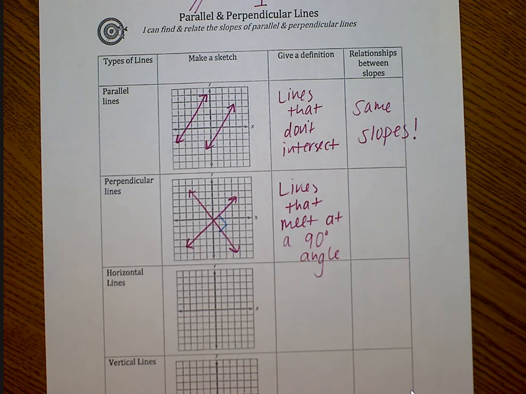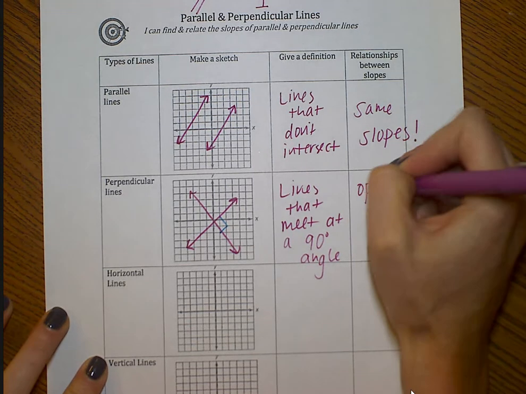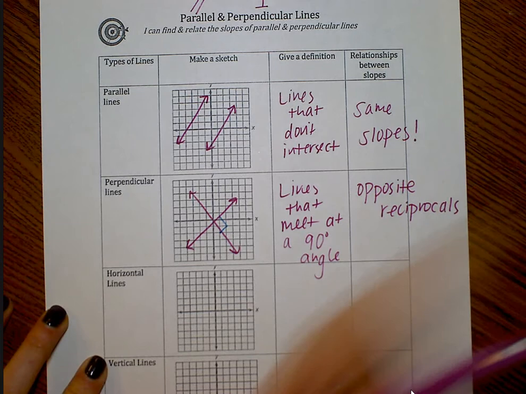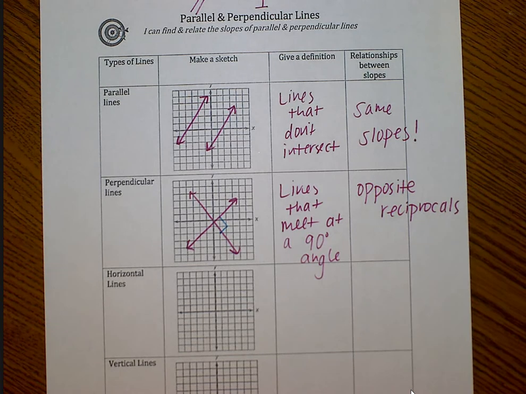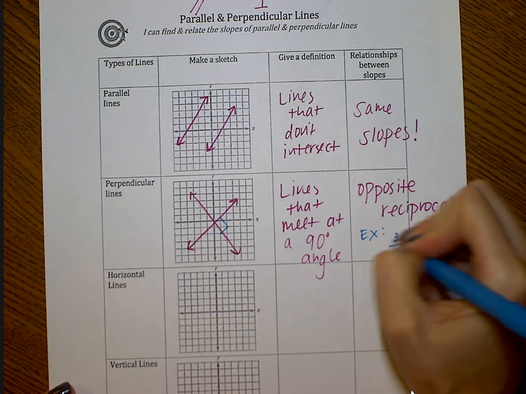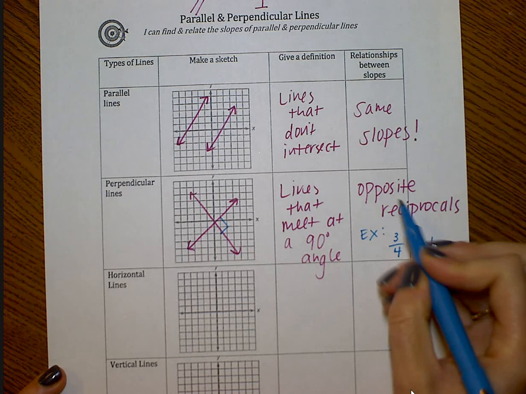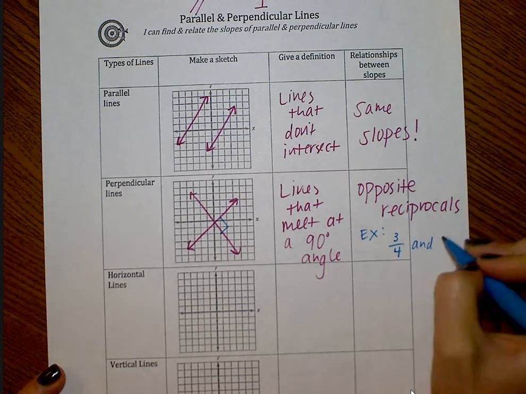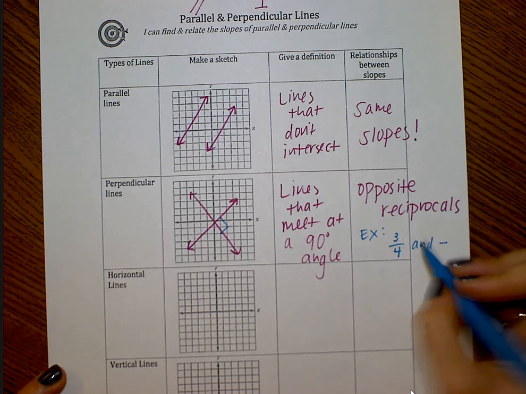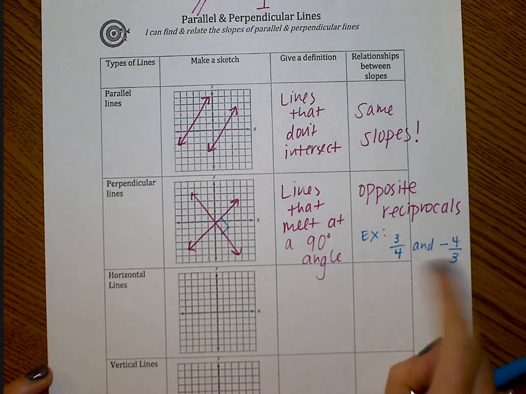Now, if you remember this from algebra, their slopes are no longer the same. They're what we call opposite reciprocals. And I'll give you an example of opposite reciprocals. So let's say that one of the lines had a slope of 3/4. The other one, opposite means you change the sign. So if this one's positive, the other one would have a negative slope. And reciprocal means you flip it upside down. So it'd be 4/3. This would be an example of opposite reciprocal slopes.